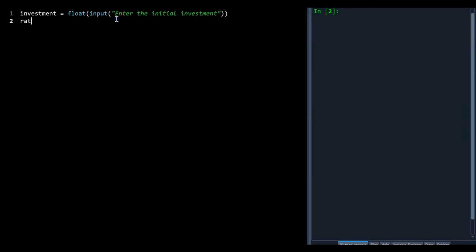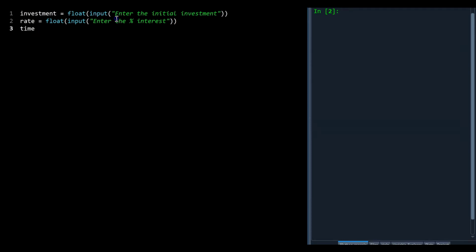We need the interest rate, and that is going to be a floating point value as well. You might have 3.5% interest, so it makes sense that it's a decimal number. We'll enter it as a percentage, and we can do the conversion afterwards. You wouldn't expect the user of a program like this to convert from a percentage to a decimal. So enter the percent interest.